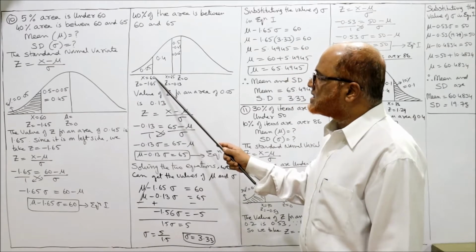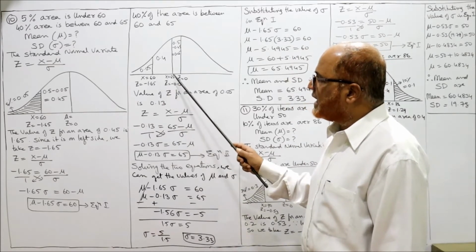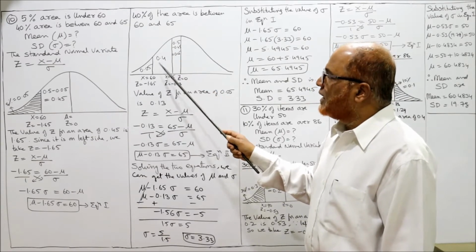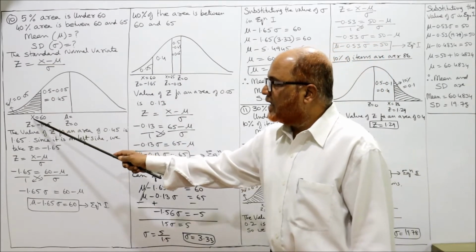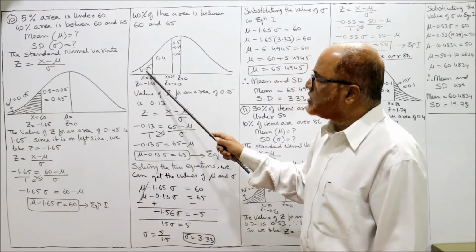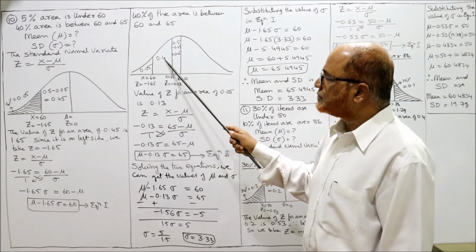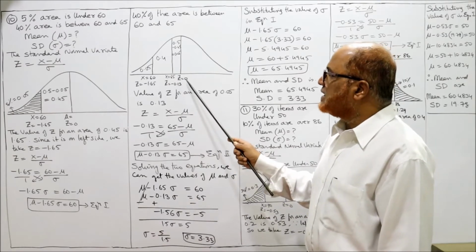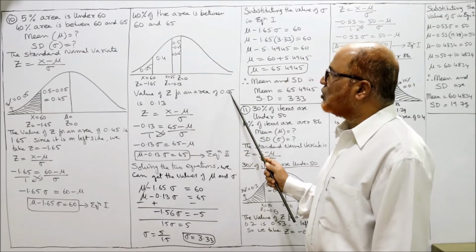So x is equal to 60, x is equal to 65. The area between x 60 and x 65 is 0.4, 40% given in the problem. And below this 60, already we have calculated, the area is 0.05. So this is 0.05, this is 0.4. Adding both, it becomes 0.45. Now we need the area from z is equal to 0, the middle, to the value of z for an area of 0.05.